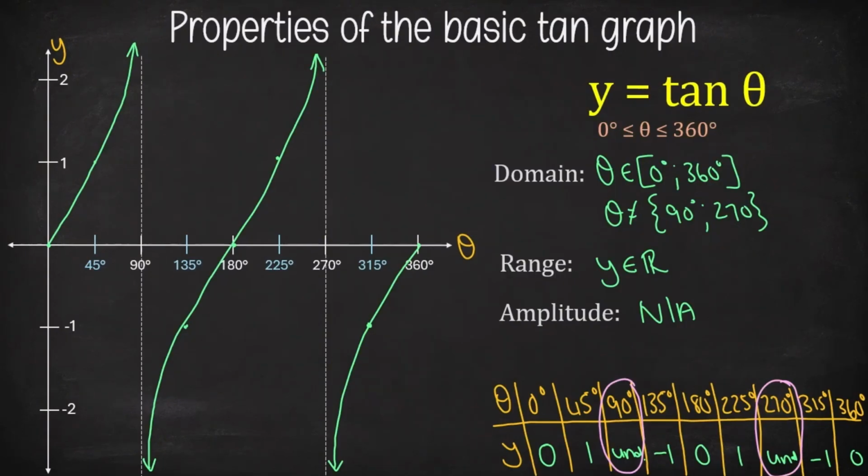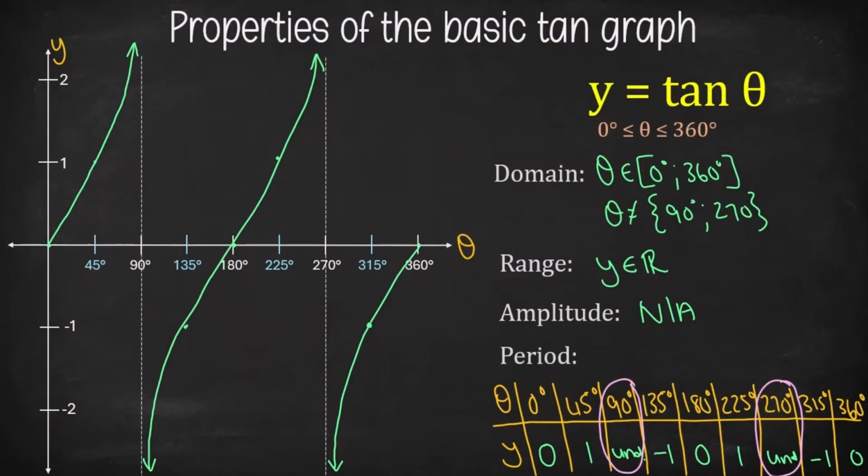Before we look at the period for the basic tan graph, let's quickly have a look at the intercepts. The tan graph crosses the horizontal axis when y is equal to 0. And within our given interval of 0 degrees through to 360 degrees, this happens here at 0 degrees. It happens at 180 as well as 360 degrees. So our intercepts are 0 degrees and 0. And here it is 180 degrees and 0, as well as 360 degrees and 0.